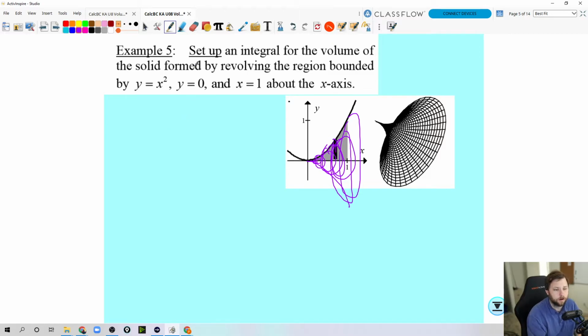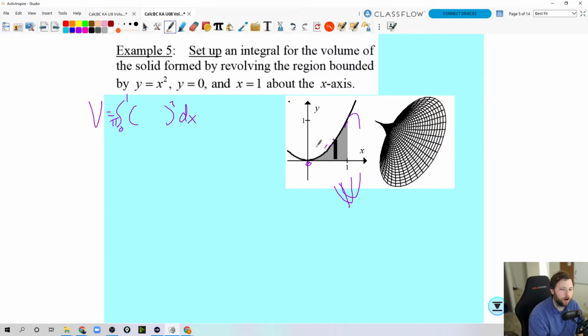Really hard to draw. I'm bad at that. But what would that look like? Well, our limits here are going to go from 0 to 1. So my volume is going to be from 0 to 1. And, oh, don't forget that pi in front. I almost did. And then it's going to be r squared dx.